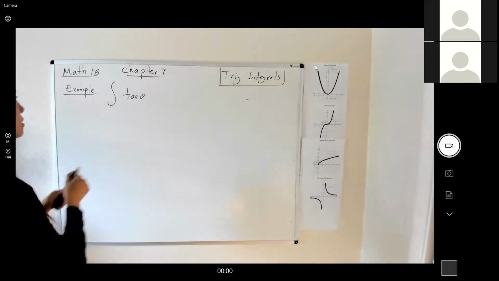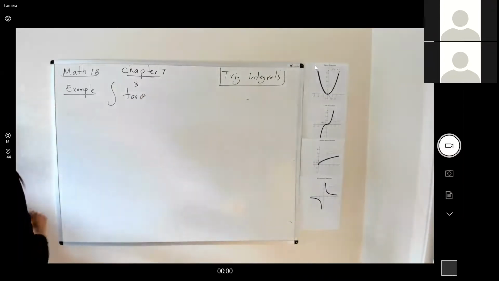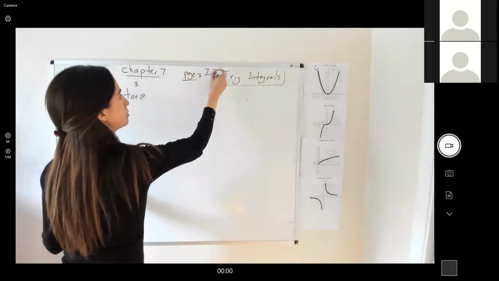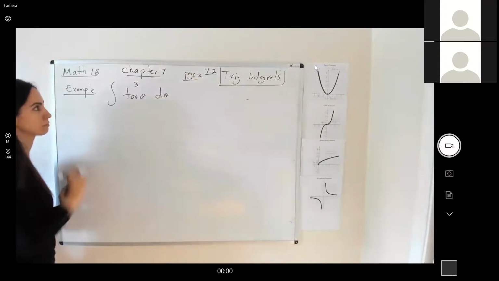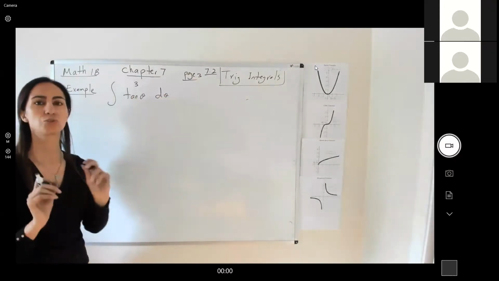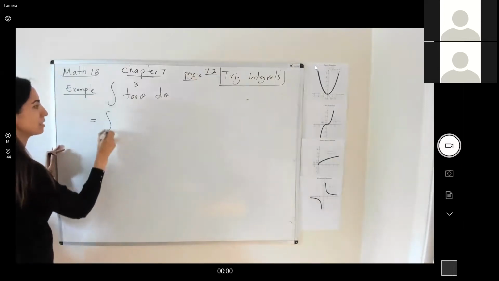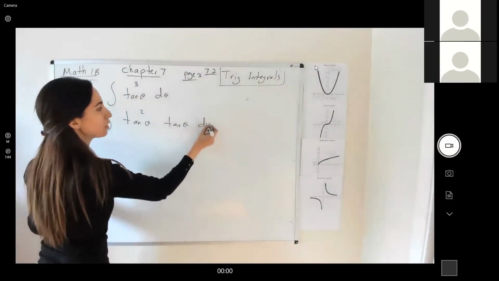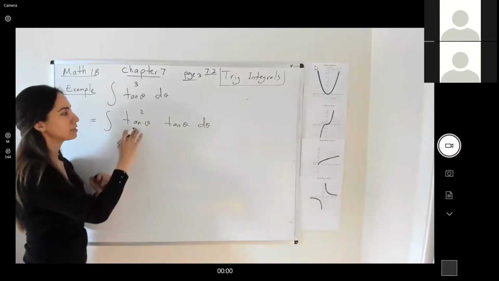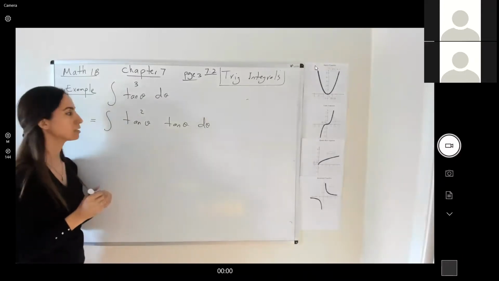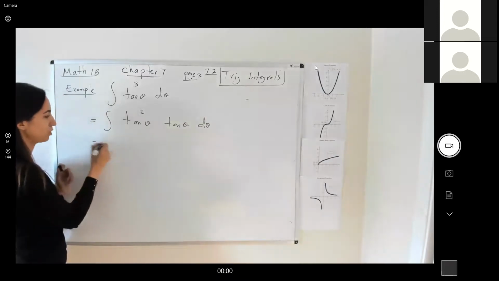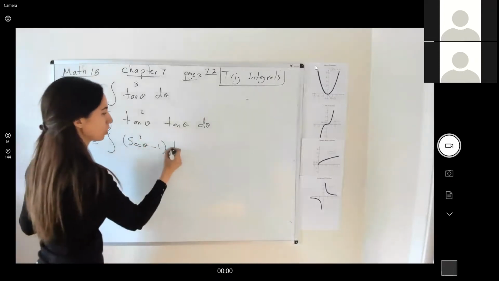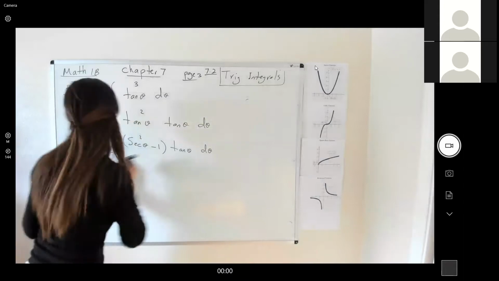Here we have tangent to the third. Okay, we have tangent to the third. We can rewrite this as the integral of tangent squared theta times tangent theta d theta. We just learned that tangent squared can be written as secant squared minus 1. So this is the integral of secant squared theta minus 1 times tangent theta d theta.